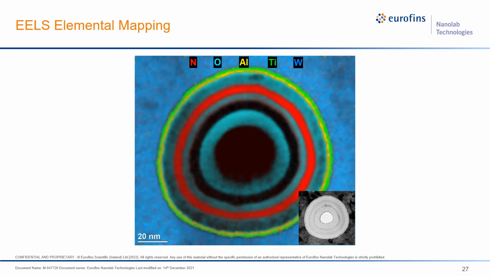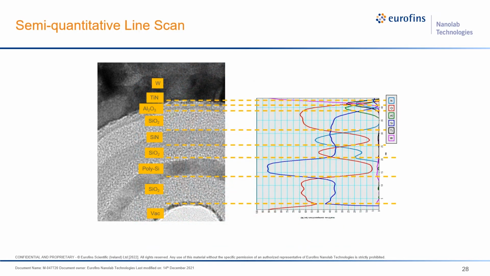And we can also do EELS elemental map to have a qualitative understanding of which layer is what element. And we can do semi-quantitative line scan to analyze each layer's exact composition. So from center to the outer layers, you can see here is a vacuum, then silicon oxide, polysilicon, silicon oxide, silicon nitride, etc., and then the dielectric aluminum oxide and the barrier nitride.